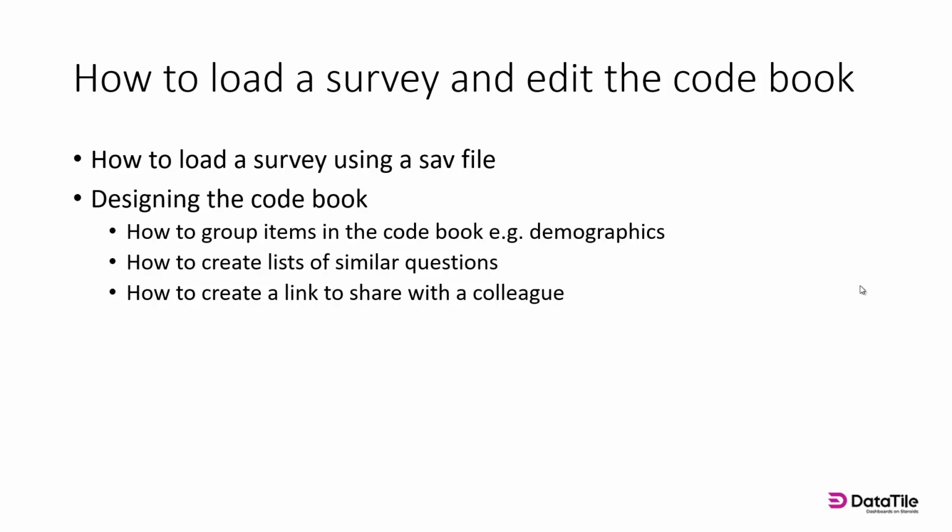This video is about how to load a survey and edit the codebook. We're going to start off by uploading a survey using a SAV file. Then we're going to design the codebook. We're going to group items in the codebook, for example, demographics. We're going to create a list of similar questions, and we're going to create a link to share with a colleague.